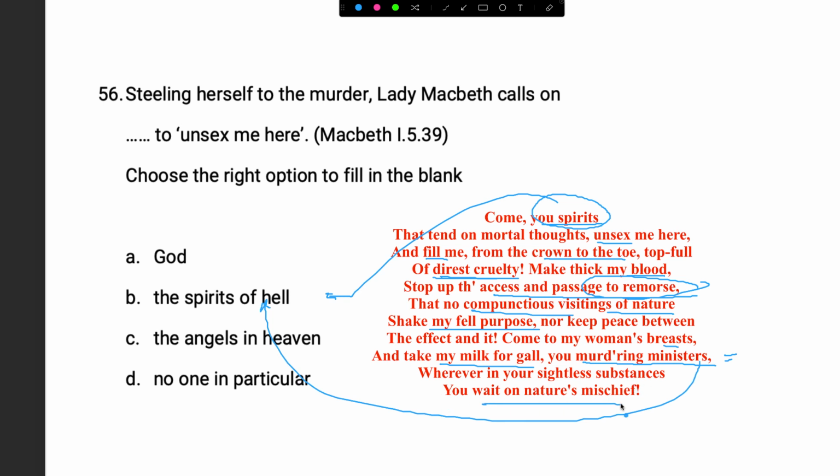So she knows that these mischief spirits of hell are always looking for an opportunity to commit some mischief. They may be in any form. So in whichever form they are, she is invoking them to come to her and fill her with cruelty, with murderous thoughts, with bitterness. So it is spirits of hell that she is invoking.